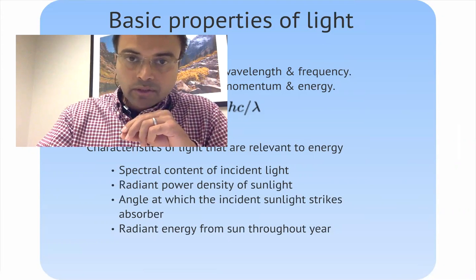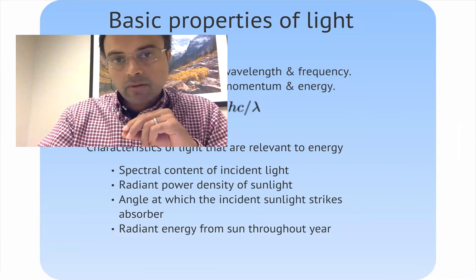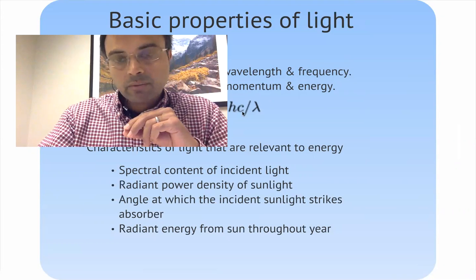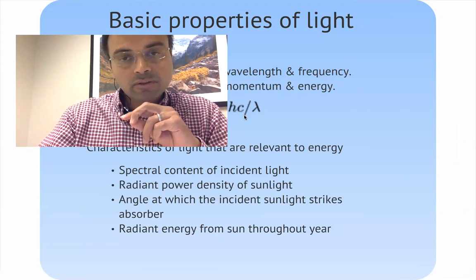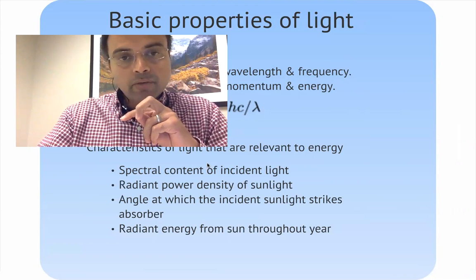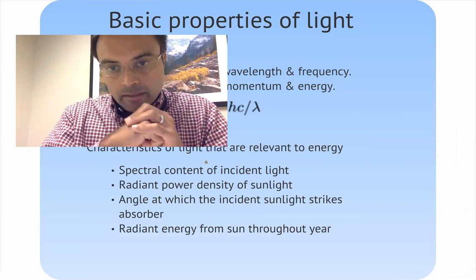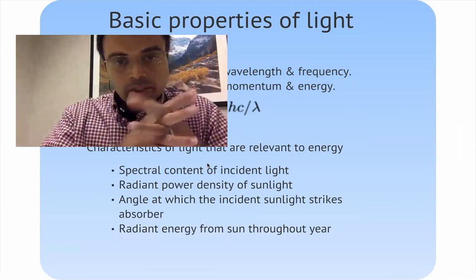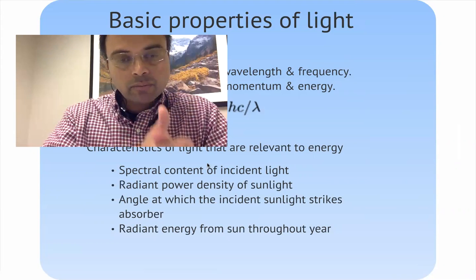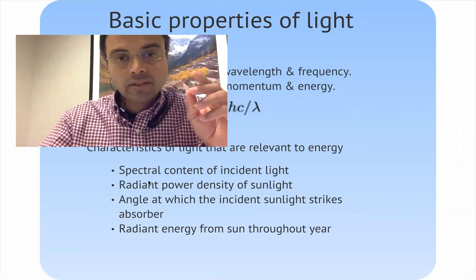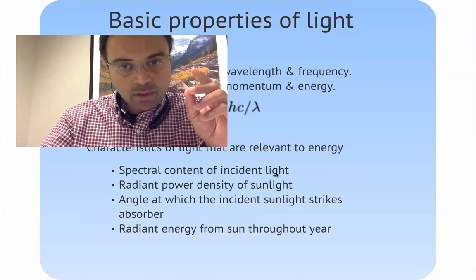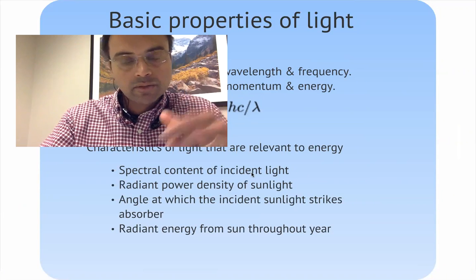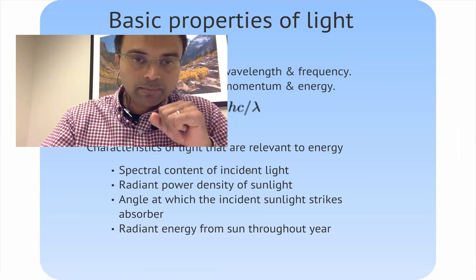Now, the frequency nu is related to wavelength by c over lambda. So nu, the frequency, is inversely proportional to lambda, the wavelength, with the constant c, which is the speed of light. Now, characteristics of light that are relevant to energy, which is what we're interested in: number one is the spectral content of the incident light. So it matters what the color of the light is. It determines how much energy there is for us to grab.